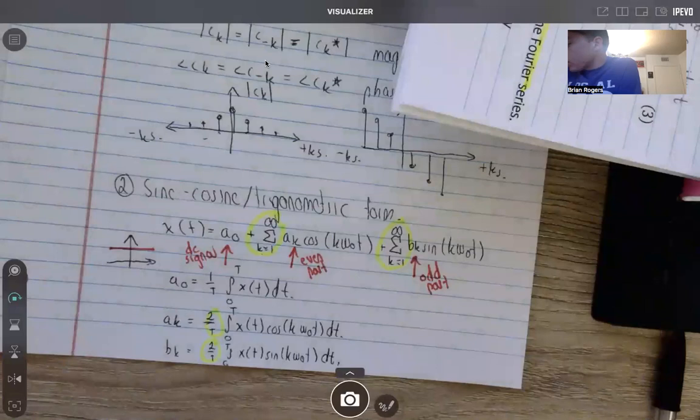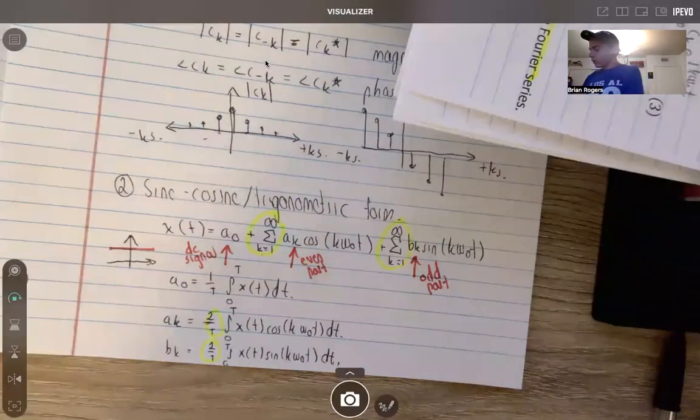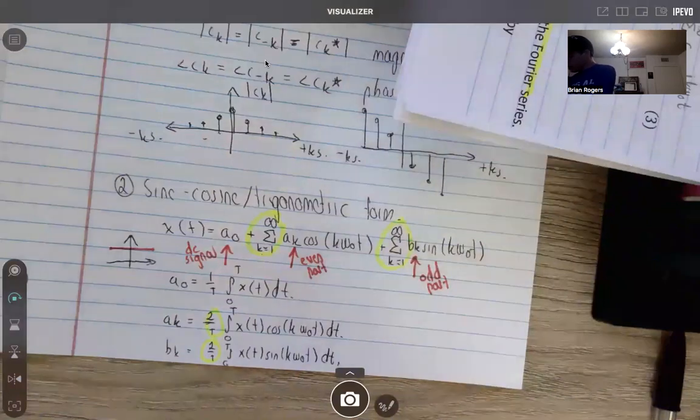And what we need to take into account is relating this to the one we just had, which was the exponential form. So let me put that right above and see how they're related.